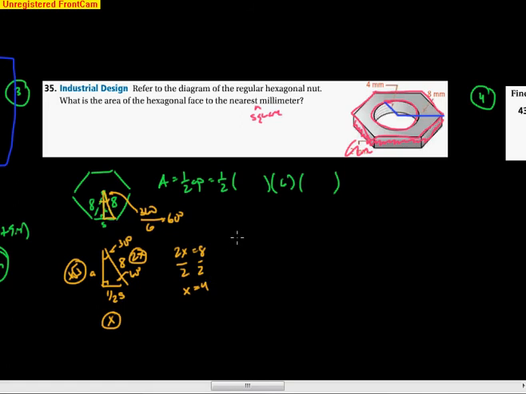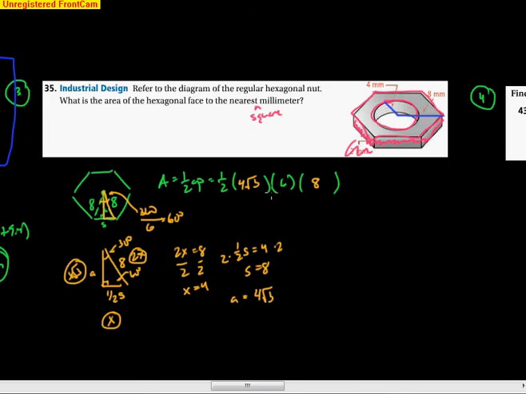That means half of my side length is 4, times 2. Your side length in this problem is 8. And there we go. There's my side length. And now my apothem is equal to x radical 3. X was 4. 4 radical 3. And there is my apothem.